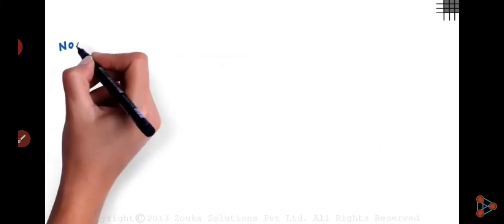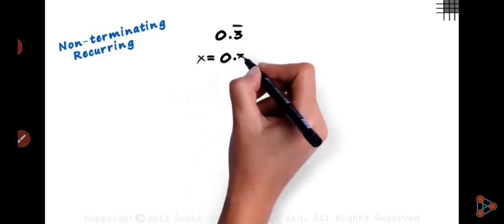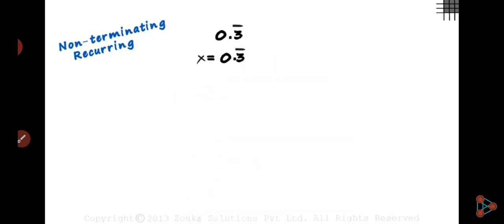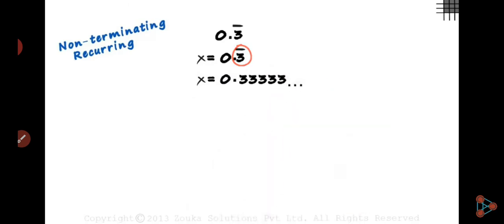So if we want to convert a non-terminating recurring decimal into p by q form, see if the number is 0.3 bar. What is the meaning of 0.3 bar? It means 0.33333 infinite times. So if you take x is equal to 0.3 bar, the meaning of x is 0.33333. This is your equation number 1.